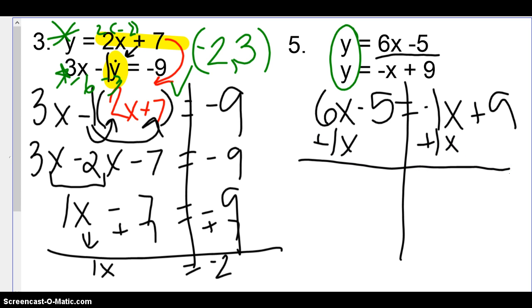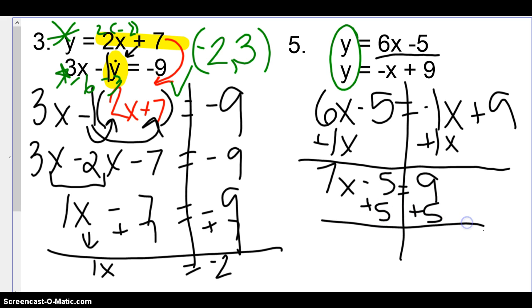Now, if you're thinking, oh, now I can do it, then push pause and quickly do it on your own, and then come back and check with me. So 7x minus 5 equals 9. Add 5, add 5. So I've got 7x equals 14, so x equals 2. So I go back up here.